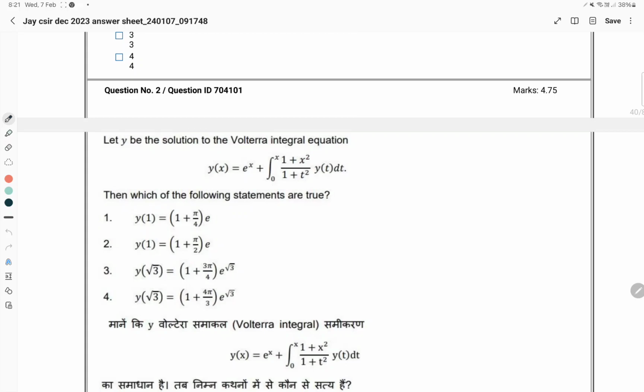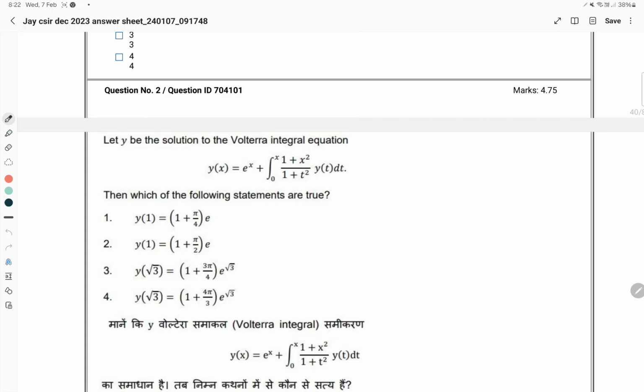Option 1, y of 1 is equal to 1 plus pi by 4 of e. Option 2, y of 1 is 1 plus pi by 2 of e. Option 3, y of root 3 is 1 plus 3 pi by 4 e power root 3. Option 4, y of root 3 is equal to 1 plus 4 pi by 3 e power root 3.